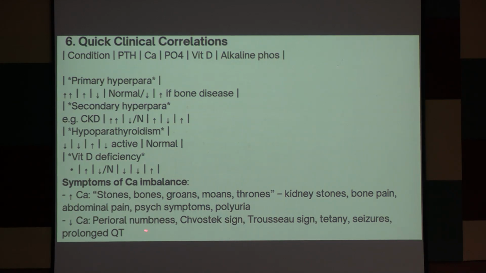And in hypocalcemia, to start with, perioral numbness, Chvostek's sign, Trousseau's sign, tetany, seizures and prolonged QT. You go through these signs and how to demonstrate them, because if you come to the clinics, then we can demonstrate in a patient how to examine this.